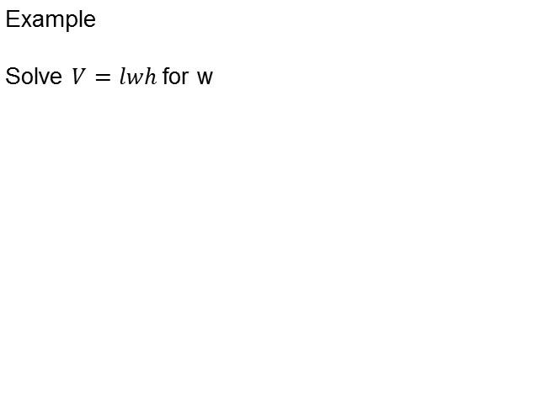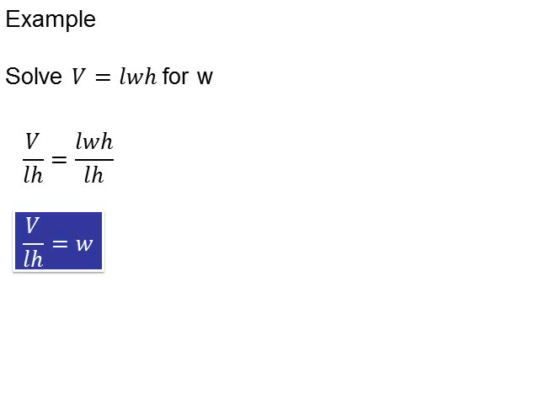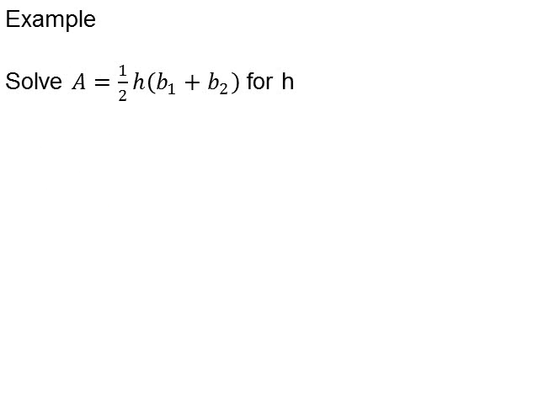So for this one, V equals length times width times height, which is the equation for volume of a rectangular prism. And I want to solve that for W. So I'd have to divide by L and divide by H, because that's what I would do if L and H were numbers. So V divided by LH equals LWH divided by LH, and the L and the H cancel out, which leaves V over LH equals W. That's what I mean by solve for a variable. When I say solve for W, the answer should say W equals and have all the other variables on the other side of the equal sign.